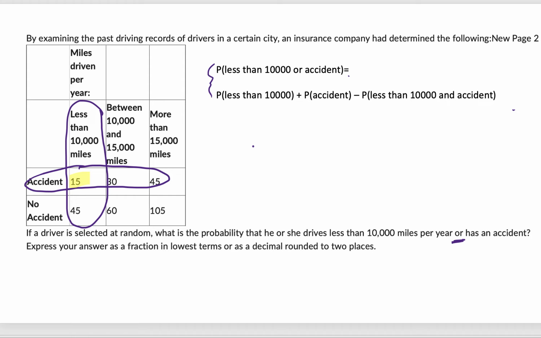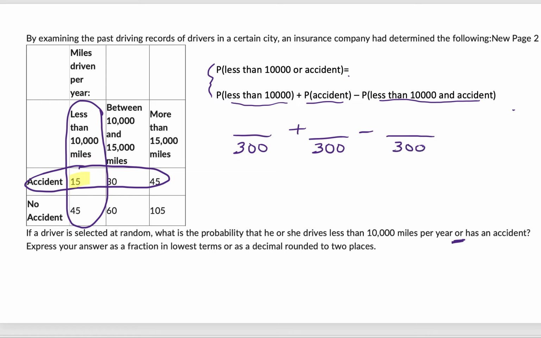All right, so remember that we start with each one separately. So less than 10,000 and then accident. So those are the separate pieces. And then we look at the overlap here, subtracting that off. All right, so if I add all the numbers in the chart, 15 plus 45 plus 30 plus 60 plus 45 plus 105, that gives me 300. So that's the bottom number for each of the three probabilities.